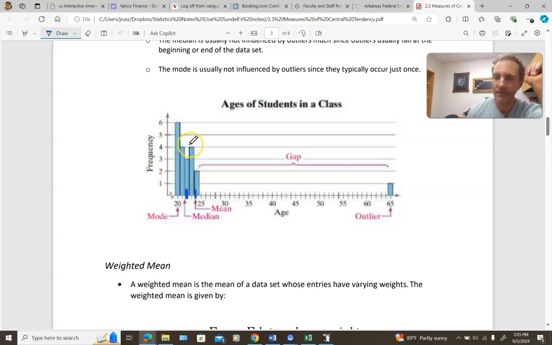Now, if this were a class of seniors and all your data was over here and then you had somebody that was only 20, that would be an outlier, and it would be just the opposite. The mean would get pulled down, and it would make it look like all these seniors were younger than they actually are. Okay.